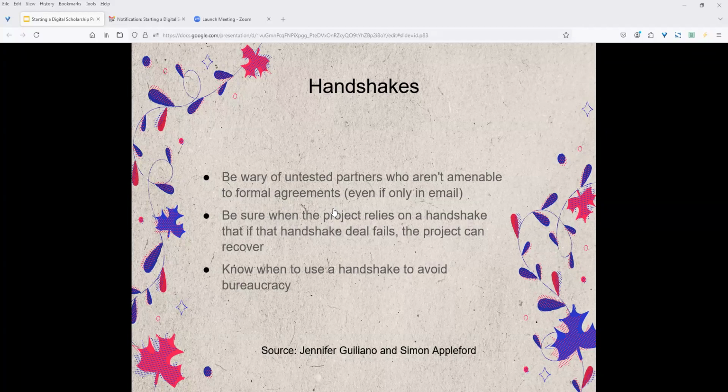Then last, know when to use a handshake to avoid bureaucracy. I think that's the greatest advantage of the handshake. If you have to go through multiple people and wait multiple months for something that can be done in a month, the whole part of the project be done in the month, then it's worthwhile just to avoid the bureaucracy.